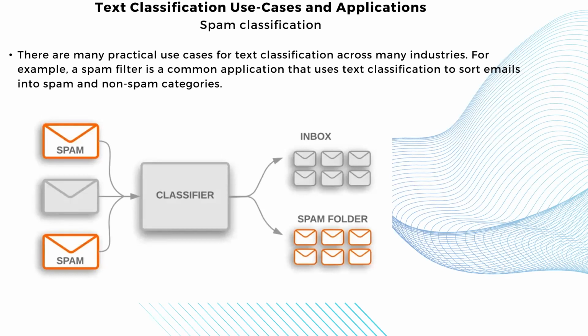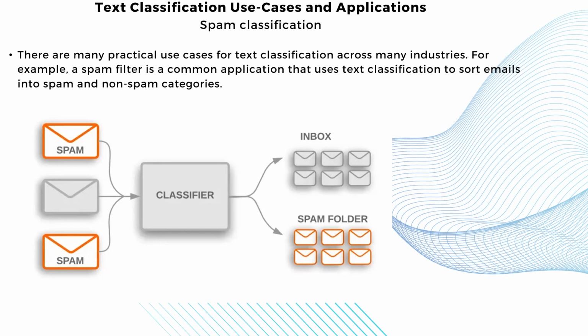Text classes. So now there are more applications. So we'll be looking at some of the applications. One is spam classification. There are many practical use cases for text classification across many industries. For example, a spam filter is a common application that uses text classification so that it can be done into spam and non-spam categories.